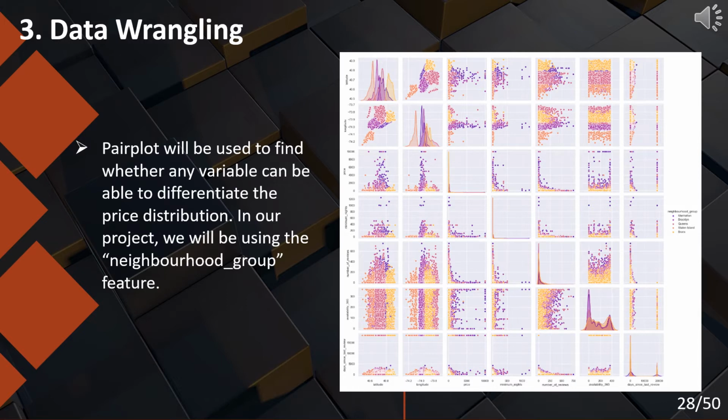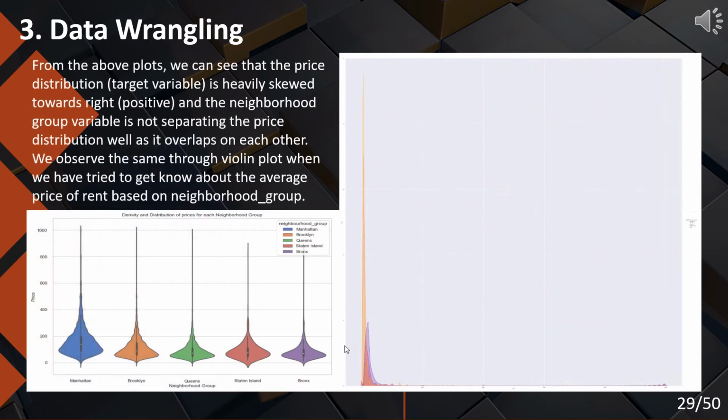A pair plot will be used to find whether any variable can differentiate the price distribution. In our project, we will be using the neighborhood group feature. From the above plots, we can see that the price distribution, the target variable, is heavily skewed to the right, positive, and the neighborhood group variable is not separating the price distribution well, as it overlaps. We observe the same through the violin plot when we try to know about the average rent price based on neighborhood group.